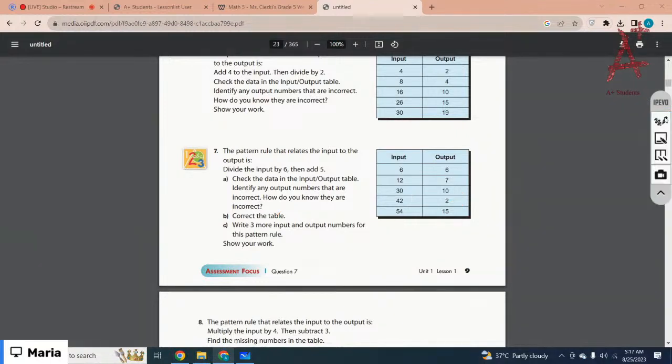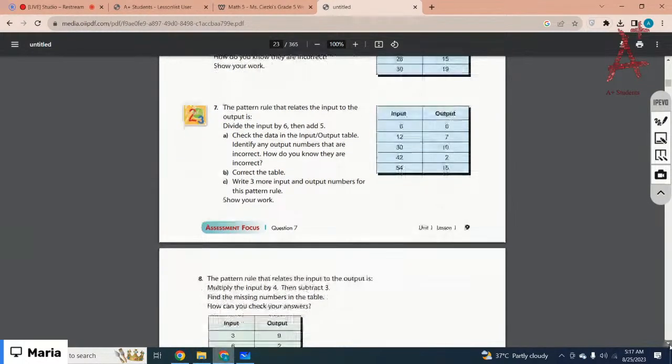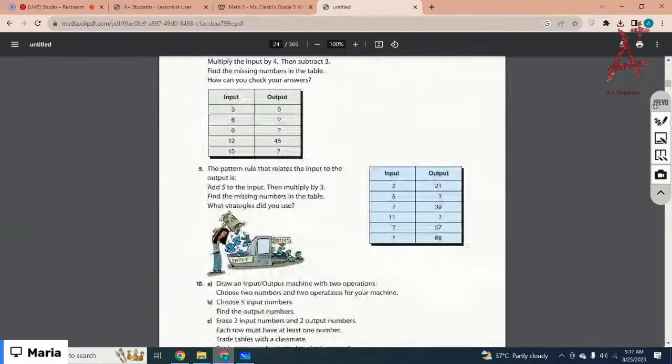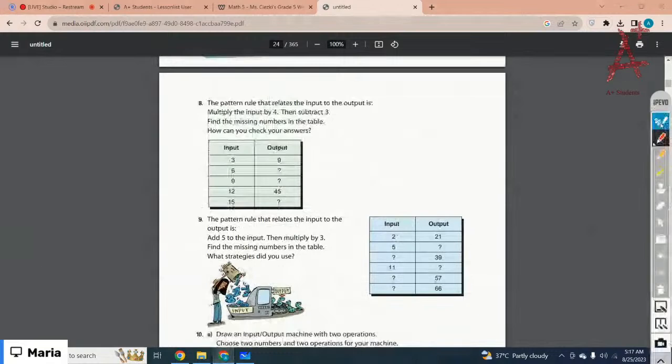Okay, question number 8. The pattern rule that relates the input to the output is multiply the input by 4 and then subtract 3. You have to multiply each input value by 4, then subtract 3. Find the missing numbers in the table. Multiply the input by 4. 6 times 4 is 24, and 24 minus 3 is 21.